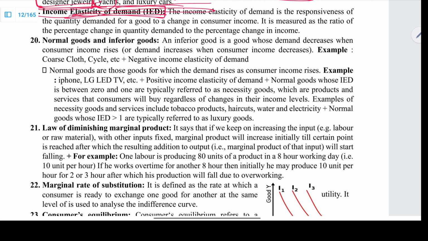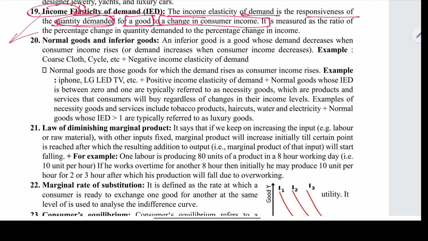Income elasticity of demand. The income elasticity of demand is the responsiveness of the quantity demanded for a good to a change in the consumer's income, right? First, we have seen the elasticity of demand. Here, separately, we are learning about the income elasticity of demand.